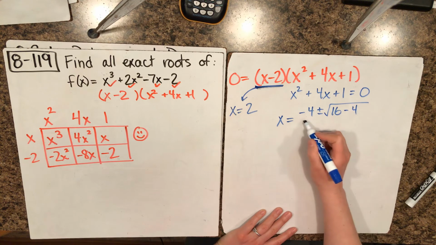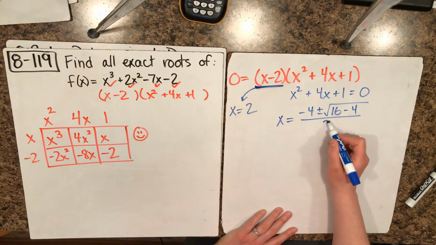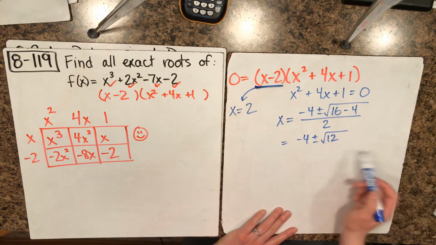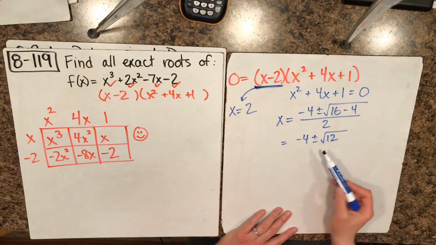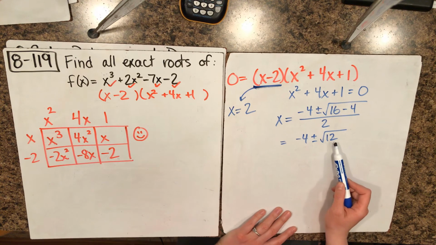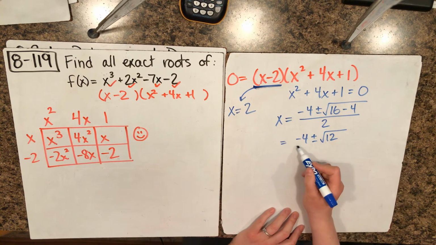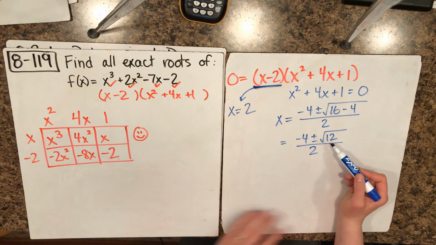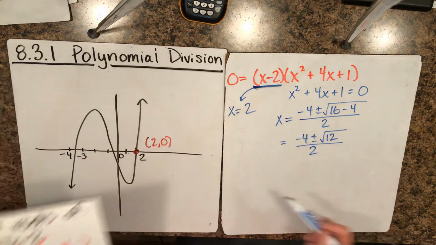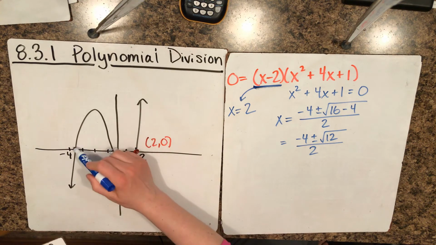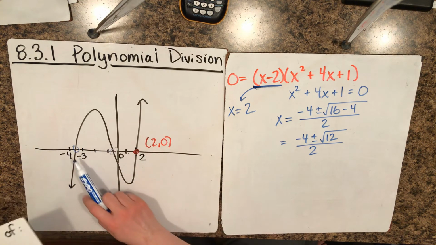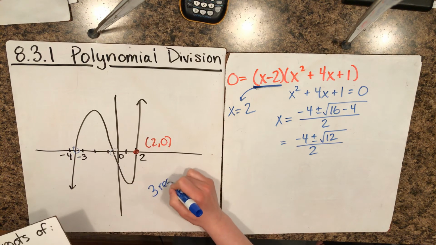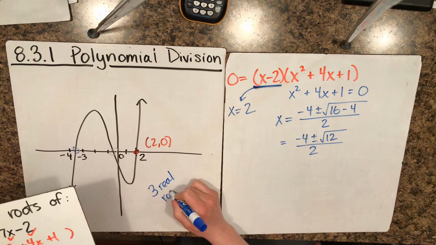16 minus 4 all over 2. Okay, now here's where in the next lesson we're going to want to be careful and see if these are real or imaginary. Because the 12 is a positive number, it's for sure going to give me two real solutions. If this was a negative number, it would give me two imaginary solutions. We also already knew it was real because we can see where that graph crosses the x-axis 2 other times. That means this has 3 real roots total. Okay, 3 real roots total.